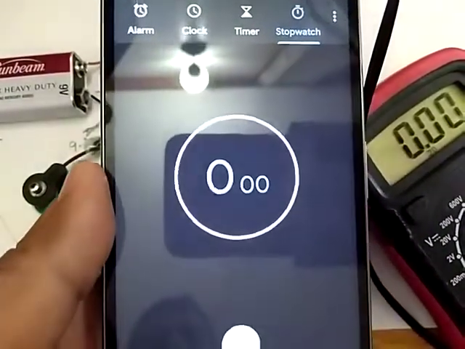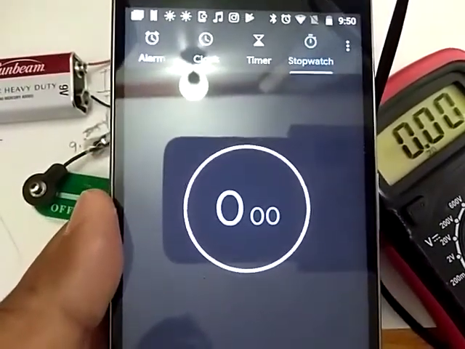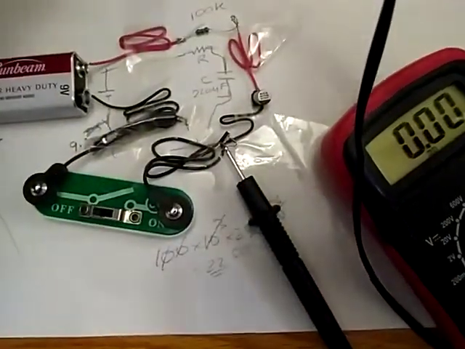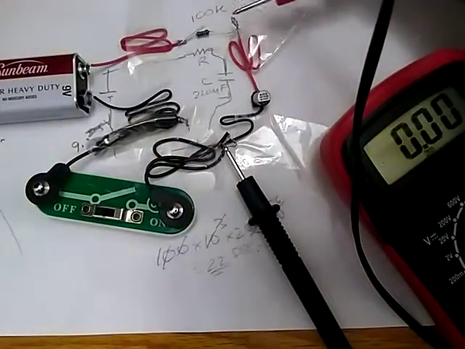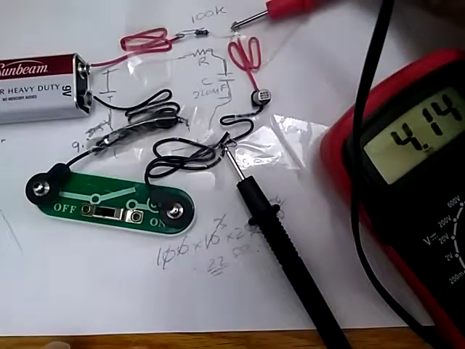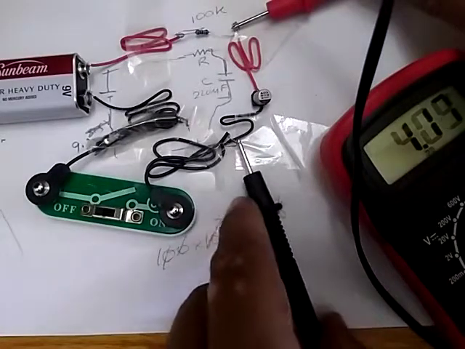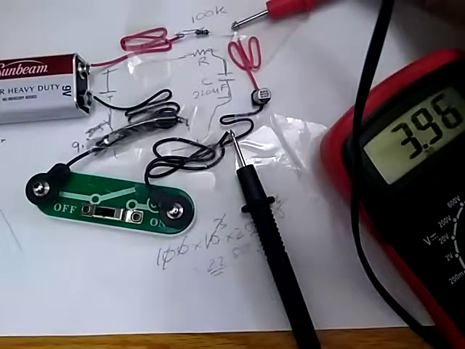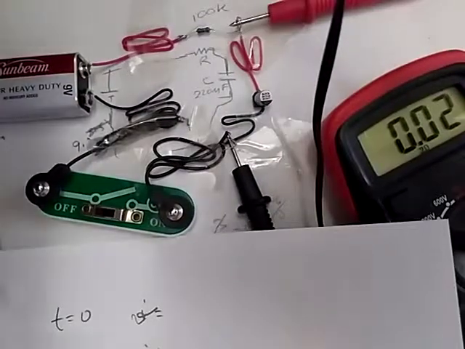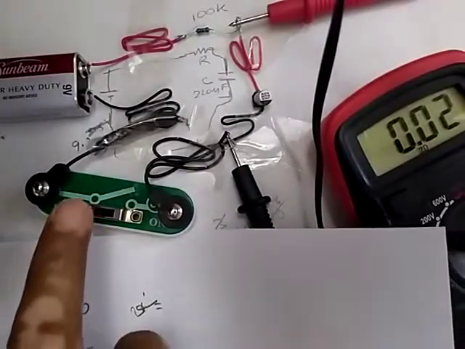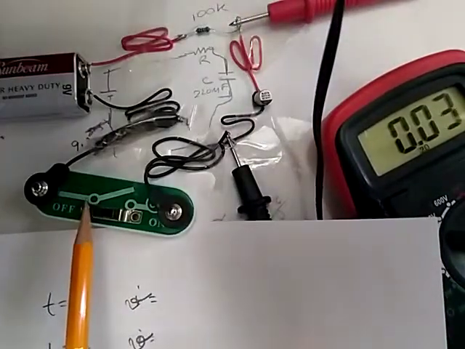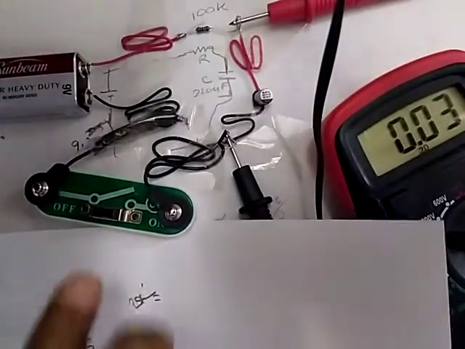So this is my stopwatch, and once I start my experiment, I also start my timer, and then I am finally touching this to the positive end of my capacitor. I am now almost ready for my experiment, and I am going to turn the switch on and also start my stopwatch and start recording the voltage here.